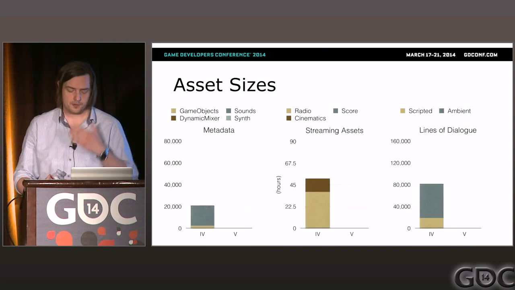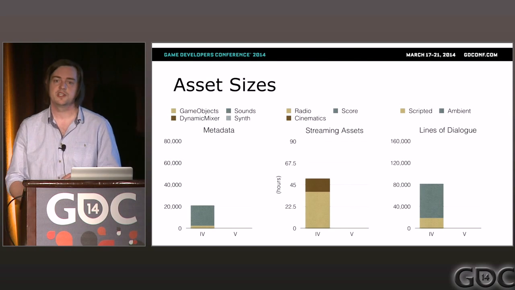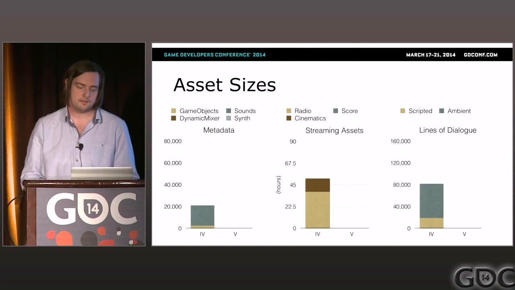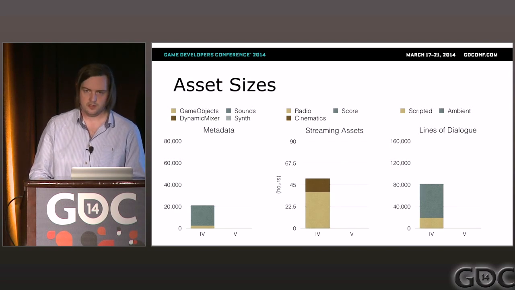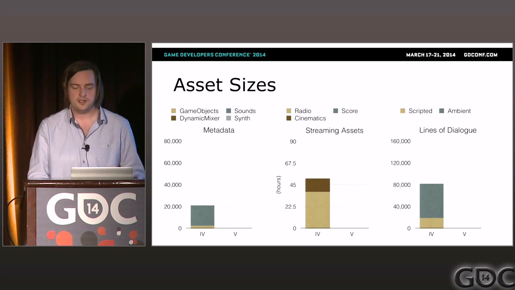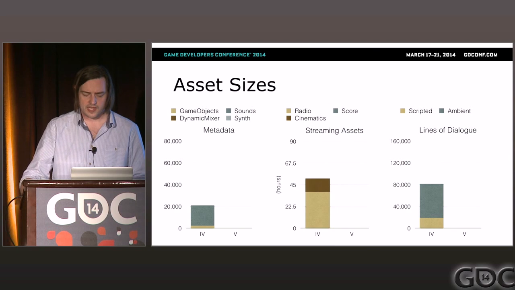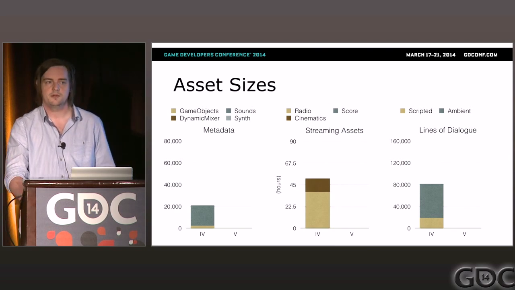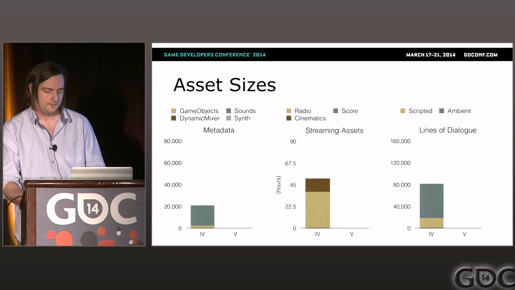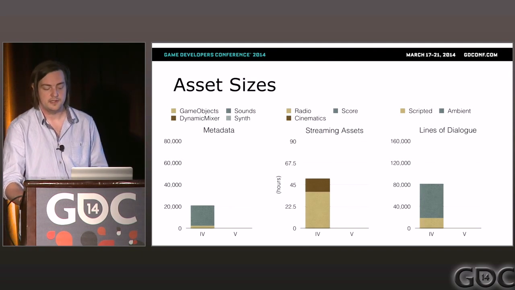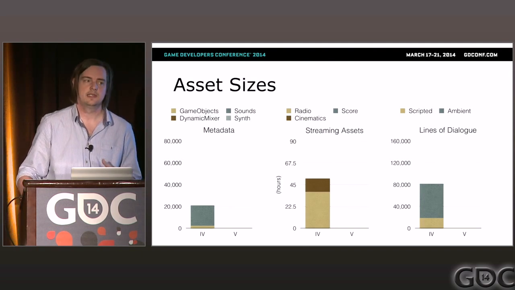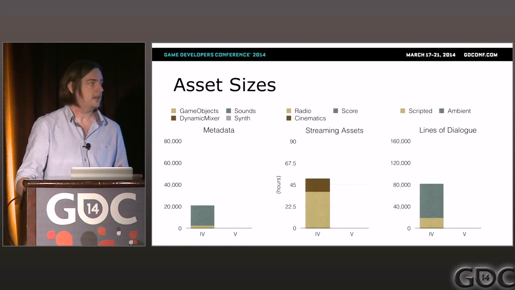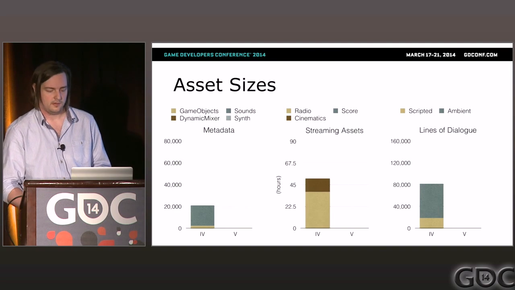So GTA 4, going back a few years, was a really large project from an asset point of view. We had around 20,000 metadata objects created by the audio team. These are individual sounds, vehicle tuning data, that sort of thing. And we had around 50 hours of streaming assets. So for us, streaming assets are music primarily and cinematic cutscenes. And 80,000 lines of in-game dialogue. So that's not including cinematics. These are all in-game ambient or scripted lines. We don't localize dialogue either, so these are all individually written lines of dialogue.